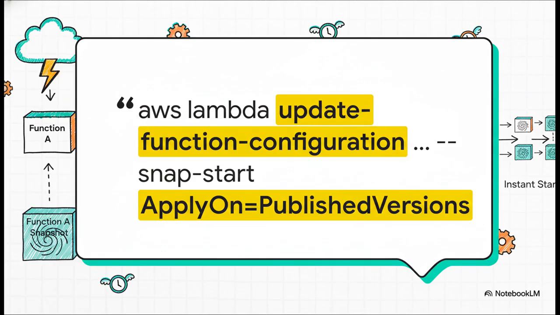And for all you infrastructure as code fans out there, don't worry, it's just as simple. It's a single command using the AWS CLI to update the function's configuration. After you run that, just like before, you publish a new version and you are good to go.